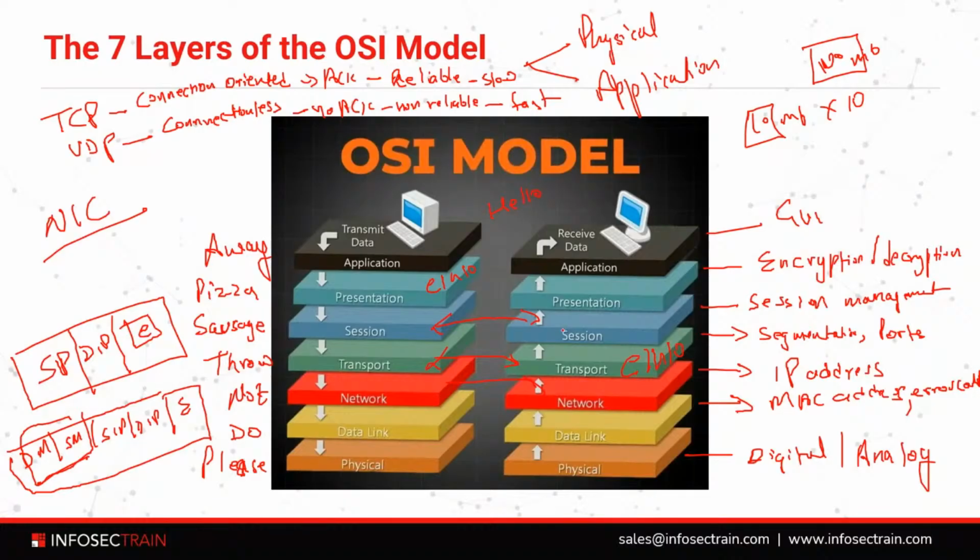The session layer will close the session and send it to the presentation layer. The presentation layer will decrypt the encrypted message and send it to the application layer, where the receiver will be able to read the message, whatever was sent. Right? So that's how it works.